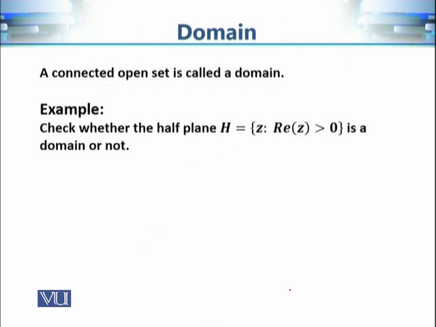Now let's move on to our next type of region in the complex plane, a domain. A connected open set is called a domain. So we have two conditions. A region is a domain if it is connected as well as open.